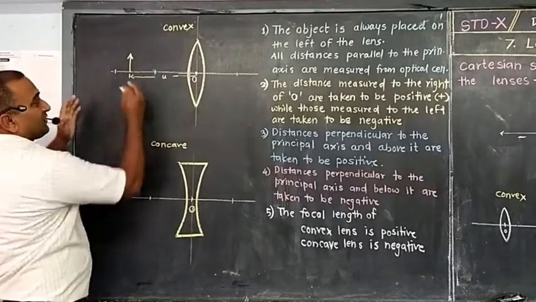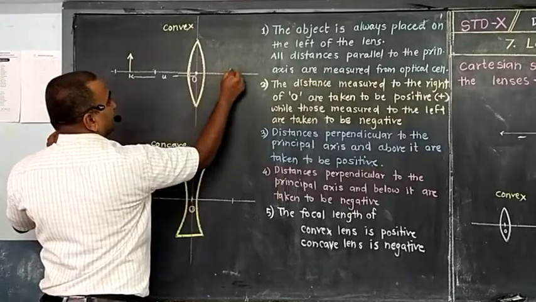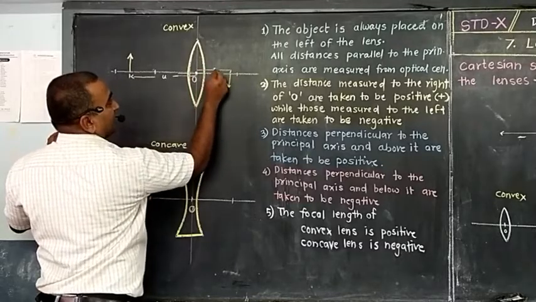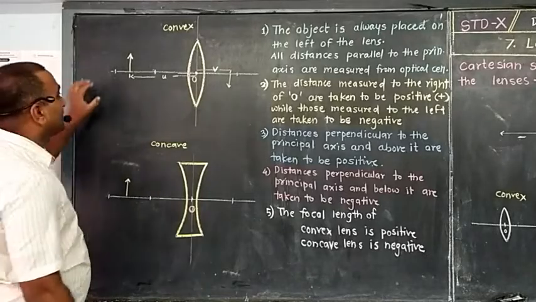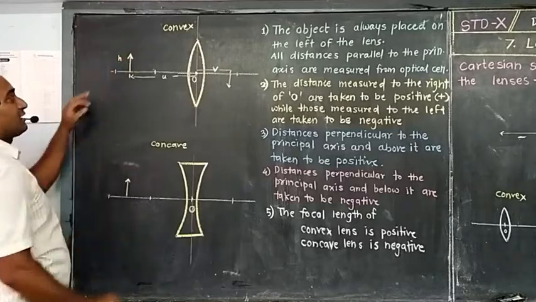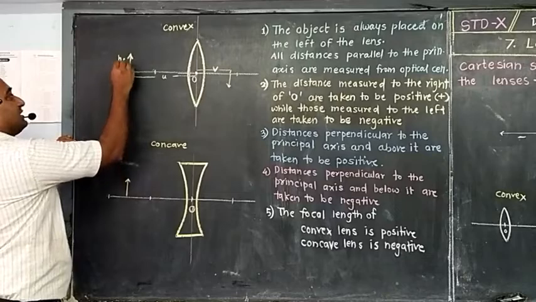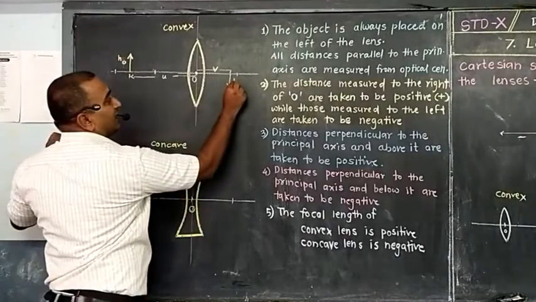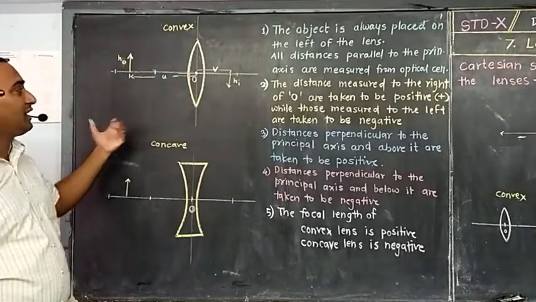Then suppose we are getting the image this side. Here is the image. Then the distance between the optical center and the image is denoted by V. That is the image distance. And the object height is denoted by HO, and the height of the image is HI. Such kind of things we are going to discuss.